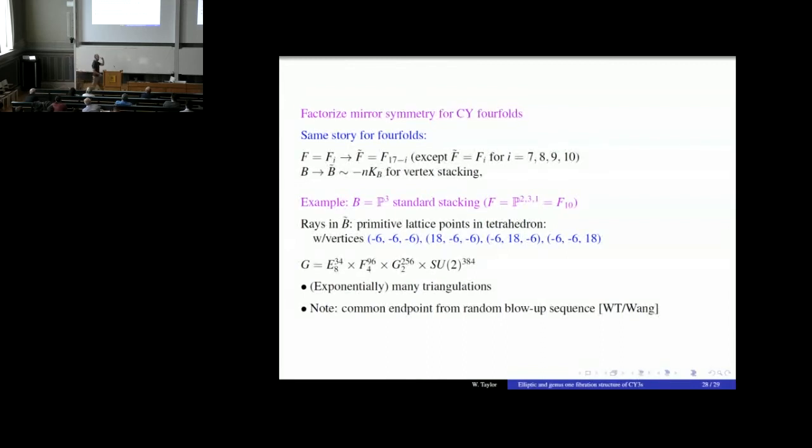This particular thing is very interesting because I mentioned this Monte Carlo analysis we did to find all the three-dimensional toric bases that support elliptic fibrations. This thing appears as a common endpoint when you just blow up randomly from P3. You often end up at this point.